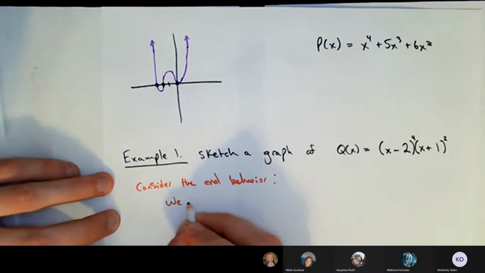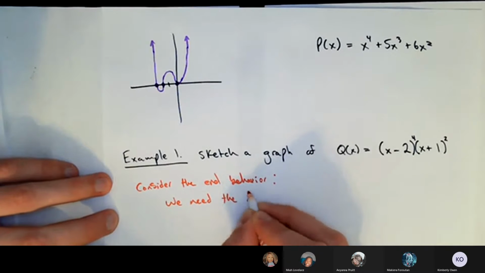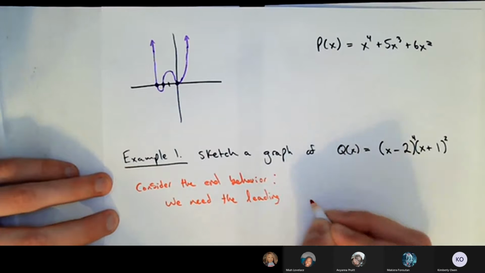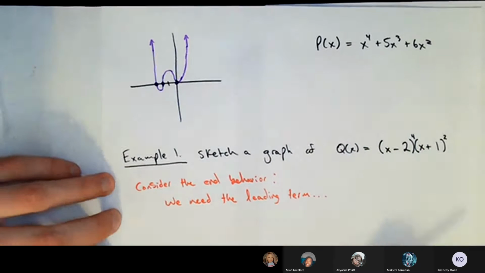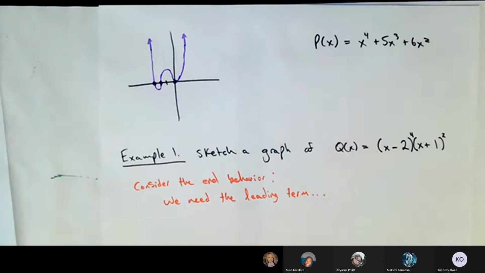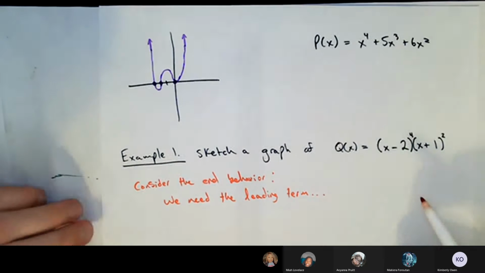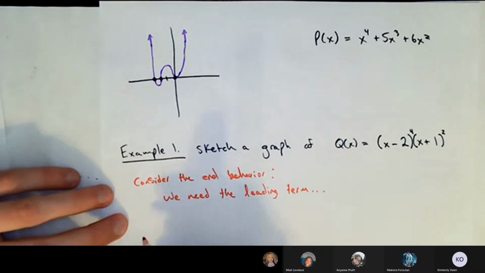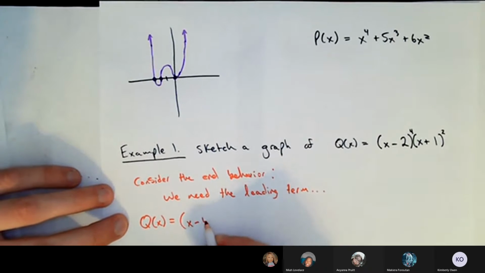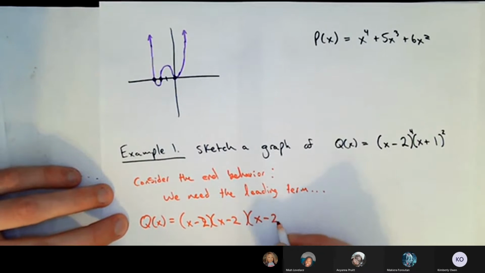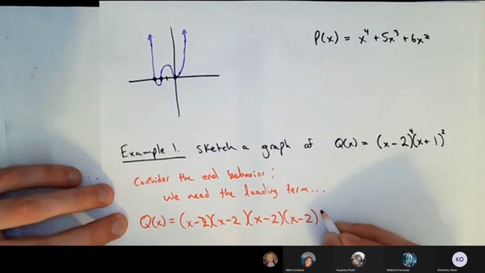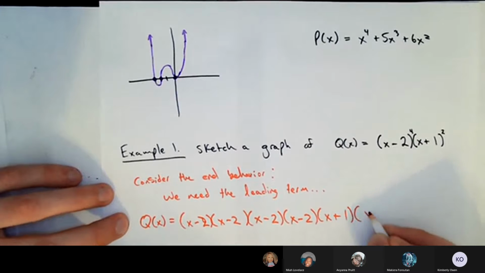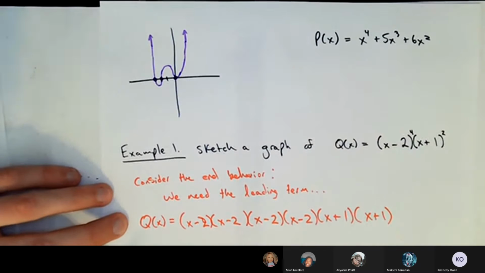Well, we need the leading term. We need to know its degree and the sign of the leading term. To find that, we take the product of all of the x terms, right? Recall that the way we did this is we expanded out the function, x minus 2 times x minus 2. We're not going to actually multiply it all out because that would take so long. This would be ridiculous, as many factors as there are.